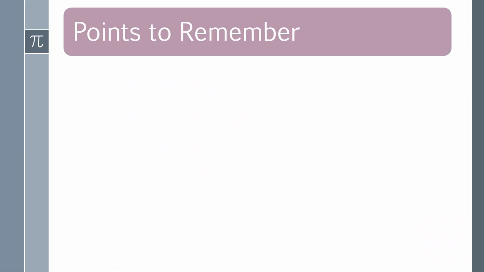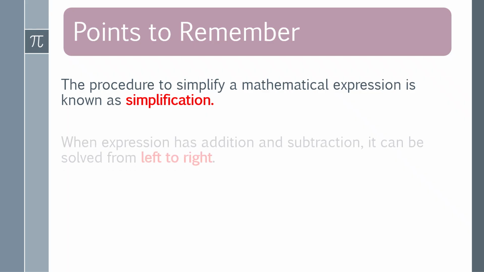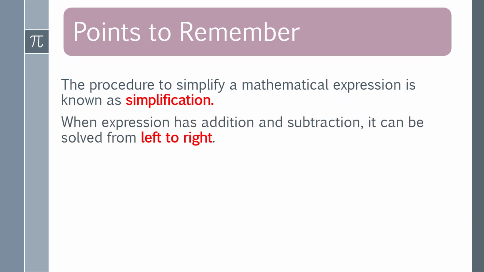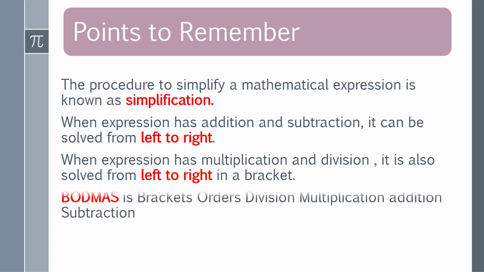After solving these questions we have to keep some points in our mind: the procedure to simplify a mathematical expression is known as simplification. Next, when any expression has only addition and subtraction in the bracket, we always move from left to right. Similarly, when we have only multiplication and division in any bracket, we have to move from left to right. Whether we have multiplication on the left side or division on the left side, we have to start from left to right in the bracket.